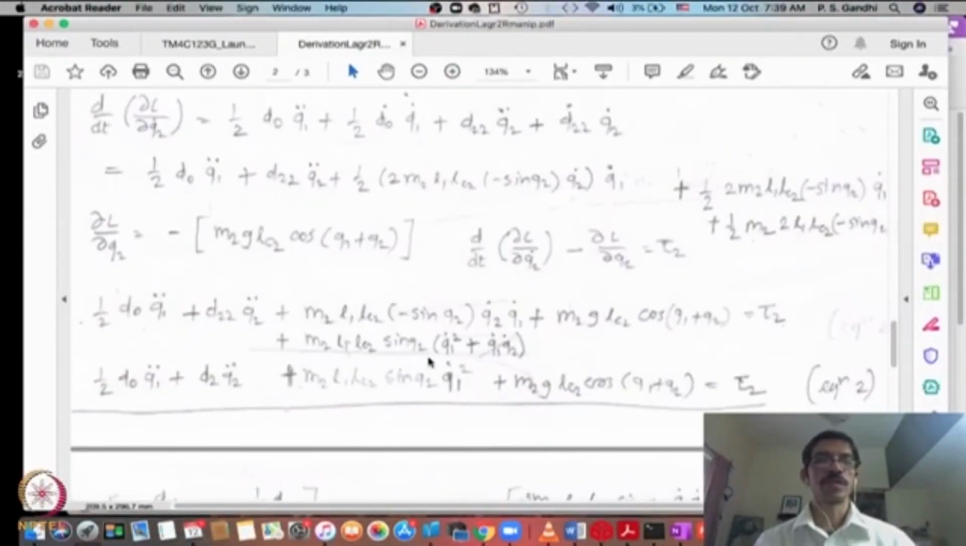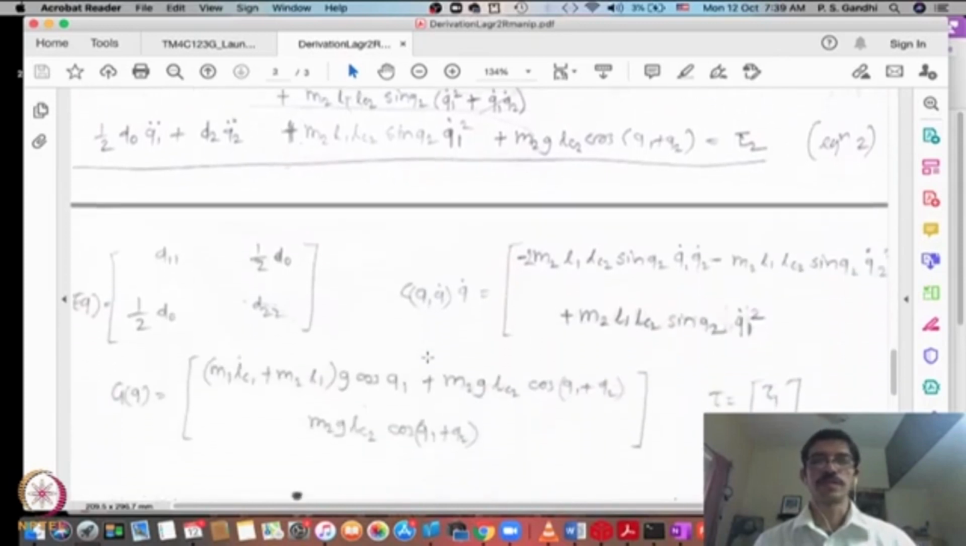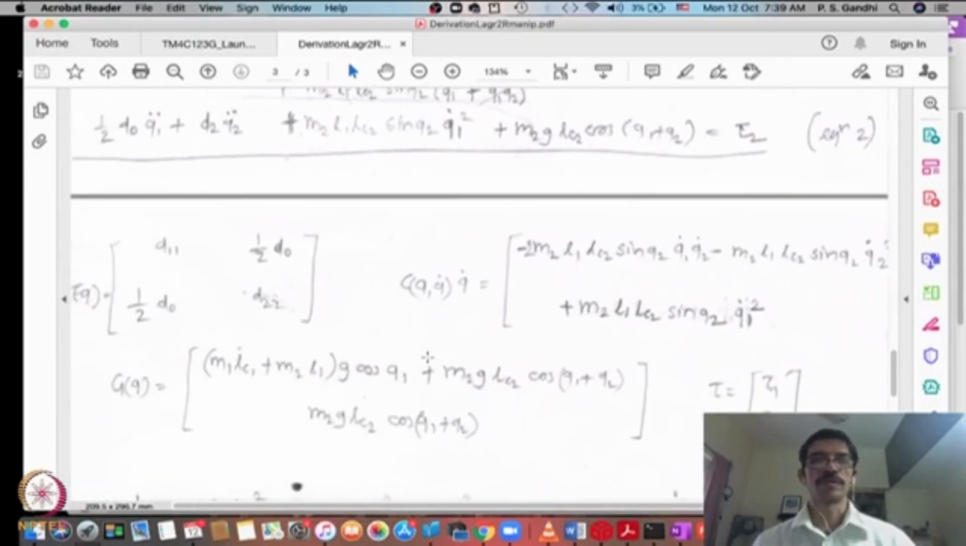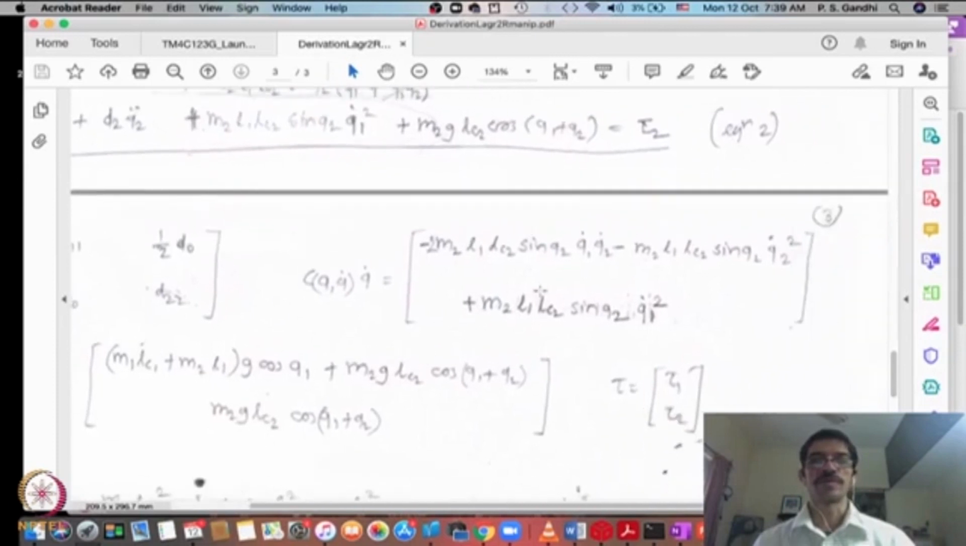So let's get here. If you see this C Q dot term, this is a C Q dot term in vector form. This has some terms like 2m2 L1 Q1 dot Q2 dot, then Q2 dot square term and Q1 dot square term. Now I can choose to express this as C Q dot. So what should be the C matrix?